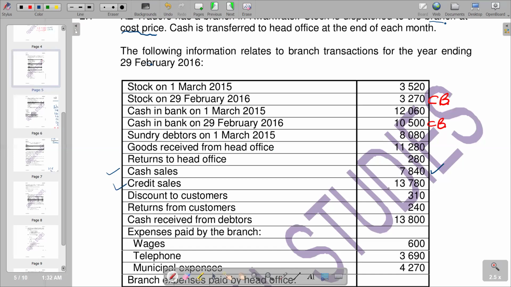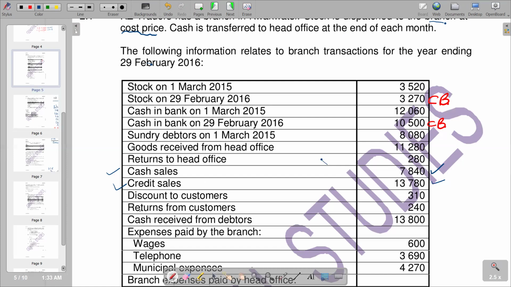The next one, we've got credit sales. So credit sales again, there are goods that are going out. So we credit again the branch stock account, but we now debit the branch debtors since they are credit sales. So remember, whenever they are credit sales, there is creation of debtors. So we're supposed to debit the branch debtors account, and the amount that we have is 13,780. So you're going to see that both accounts, we have them again in the question. So we're just going to make the corresponding entries according to the accounts that we are given.